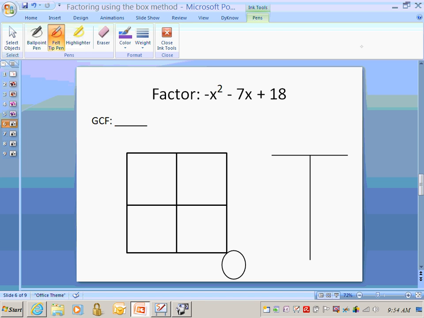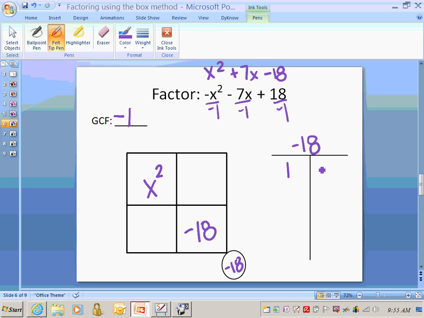Do I have a GCF? Very good. First term has to be positive, so what's my GCF? -1. So I've got x squared plus 7x minus 18. What goes in my circle? Very good. Factors of 18. Okay. Good.